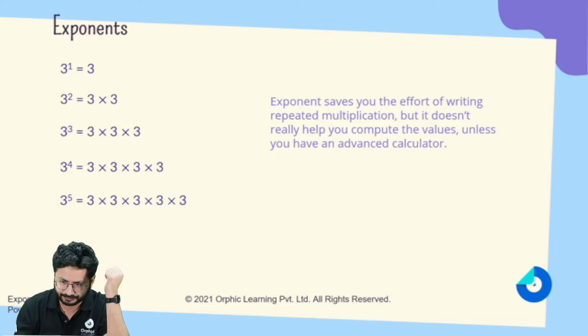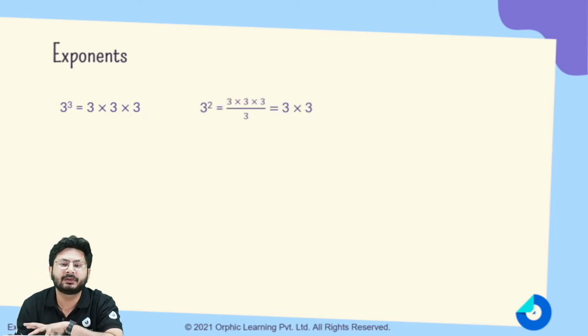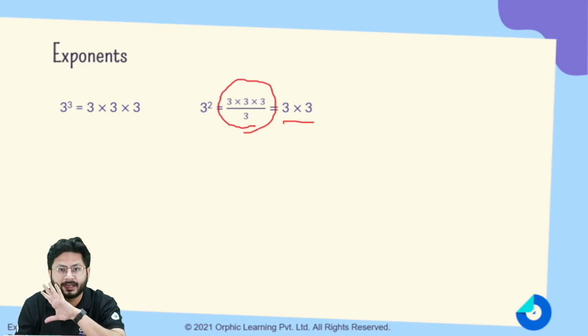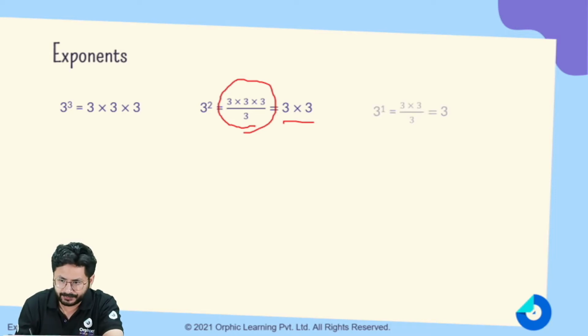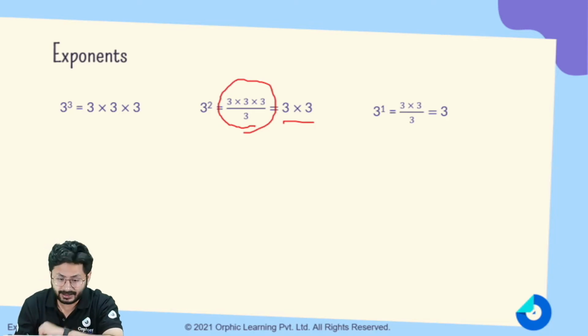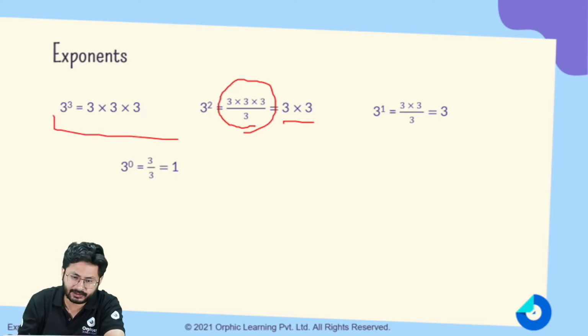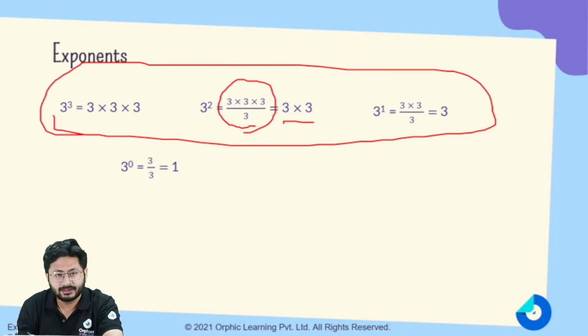Okay, great. Now let's do an activity. 3 to the power 3 can be written as 3 into 3 into 3, right? Similarly, 3 to the power 2 can be written as 3 into 3, but it can also be written as 3 into 3 into 3 divided by 3. That won't be an issue, right? Then 3 to the power 1 can be written as 3 into 3 divided by 3. Similarly, 3 to the power 0 should be written as 3 divided by 3, with the same logic. So 3 to the power 0 is equal to 3 divided by 3, which is equal to 1.